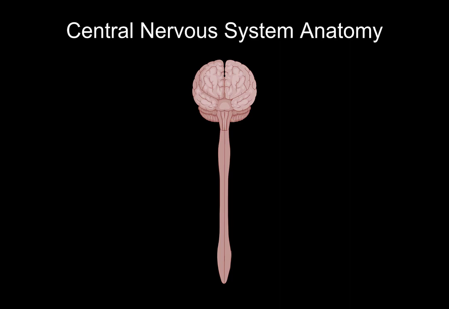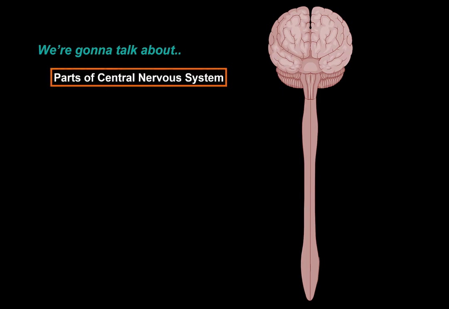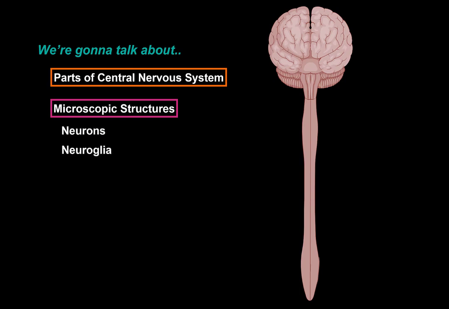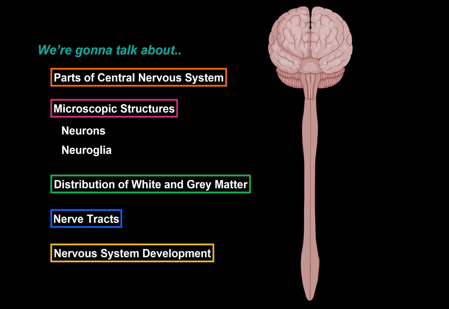In this segment, we will go through the base in understanding how the anatomy of the central nervous system is built. To do that, we're first going to start by going through the parts of the central nervous system. Then we're going to go through the microscopic structures, basically understand what neurons and neuroglia are and how they're distributed in the central nervous system. After that, we will be talking about the distribution of white and gray matter and talk about nerve tracts, and then end by talking about the general nervous system development.